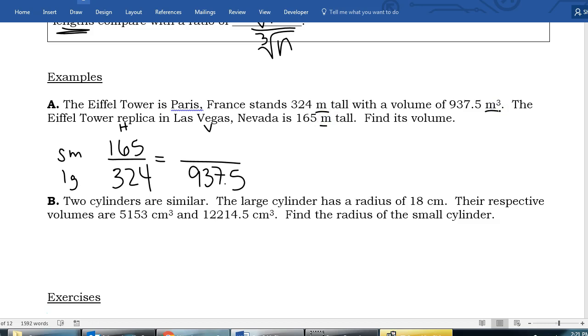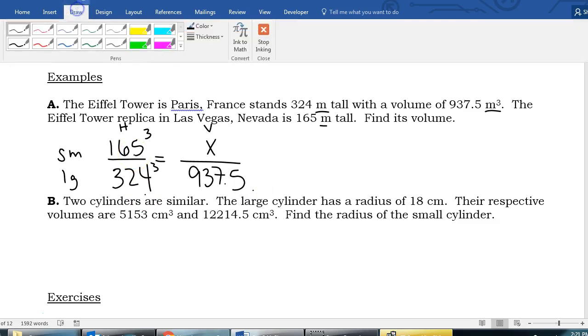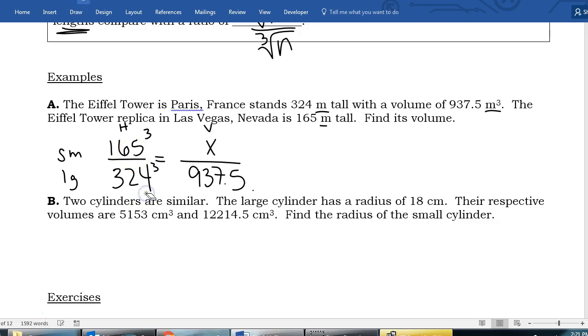So my answer needs to come out in meters cubed. So I need to cube my ratio for my heights so that all my answers are now cubed, and then my answer will come out to be cubed as well. I don't want those to look like decimals, sorry. So we're going to now cross multiply and divide. We're going to multiply the two that we know diagonally, divide by the third.